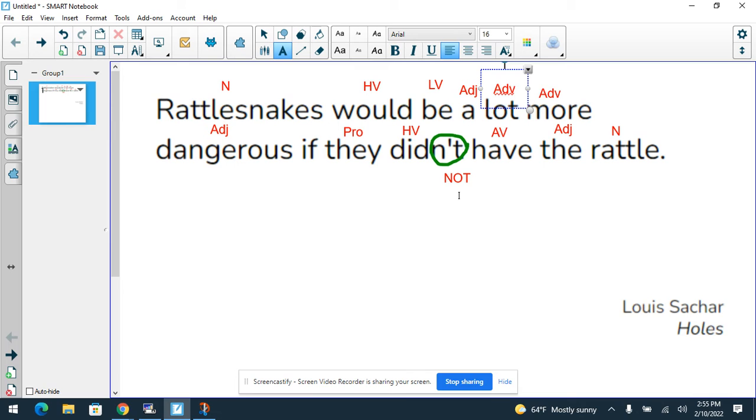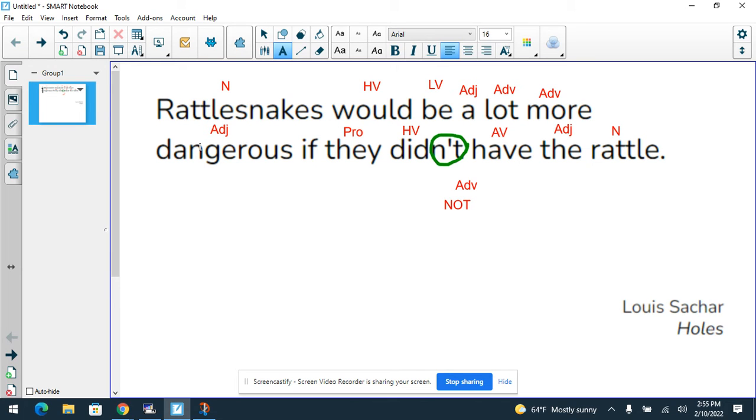And finally, not. That is an adverb that is describing how it did have. It did have not. So n't and not are not verbs. They're instead an adverb, okay? All right, that's everything except if. But let's hold off on that for a minute.